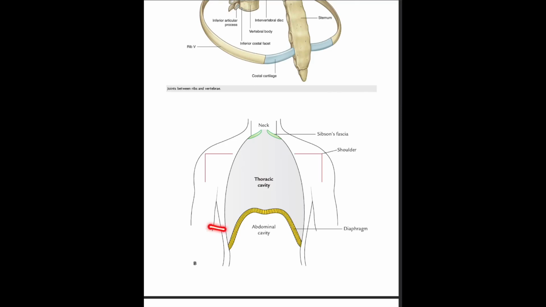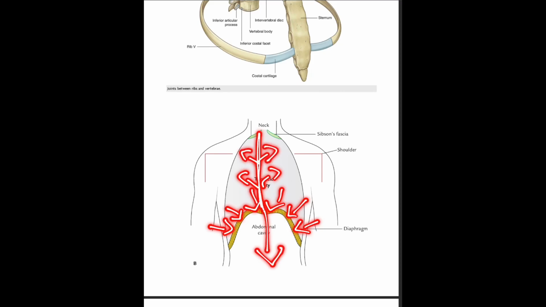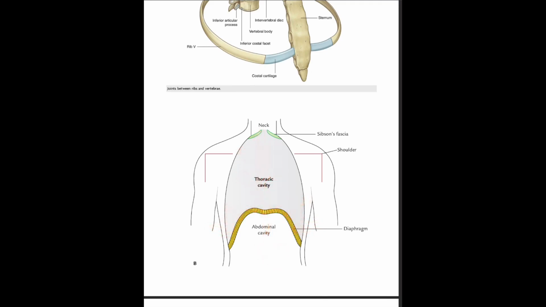When the diaphragm contracts, it descends, and it increases the vertical diameter of the thoracic cavity.